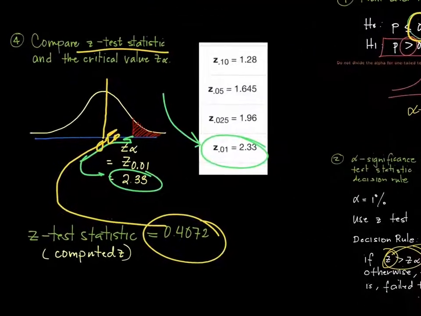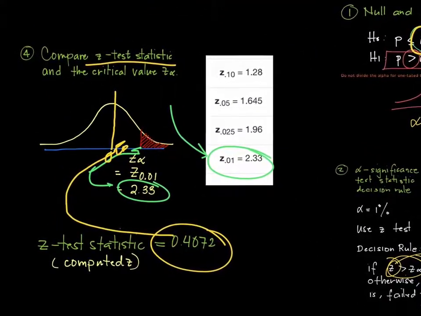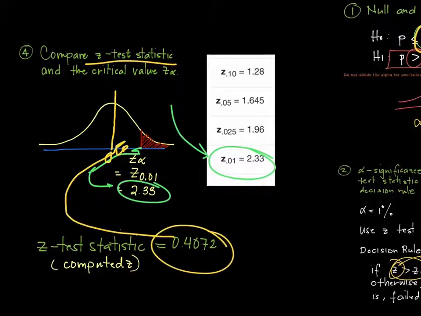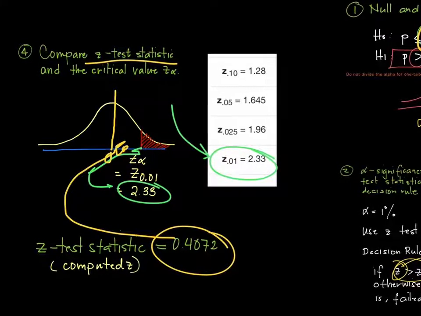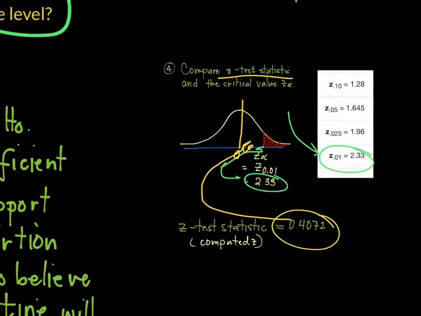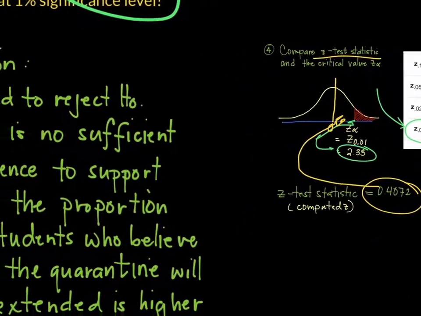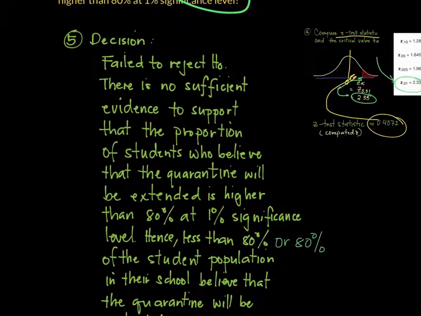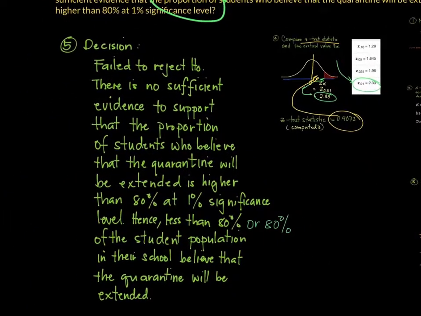Here I emphasize, which is one good thing about this example, that there is no need for you to divide the alpha by 2, because that will only happen if we have two-tailed tests. There's only one tail in our diagram, so there's no need to divide the alpha. So the 0.01 will be the 0.01, and that value can be taken from a list of special z values. Once you compare the test statistic and the critical value, you should be able to come up with the right decision. And in this case, we failed to reject.